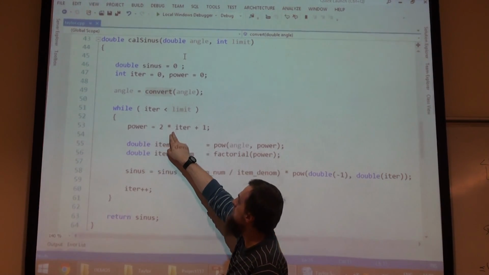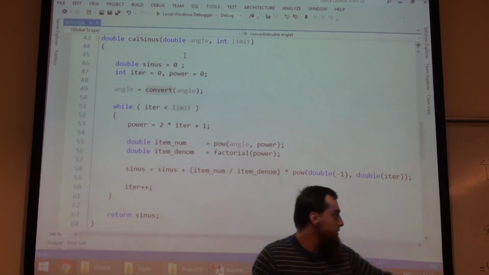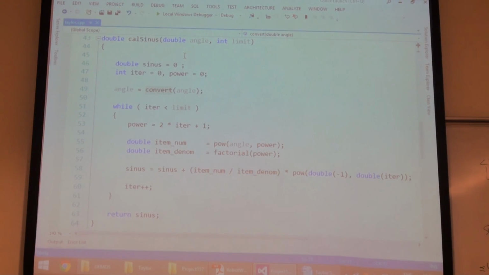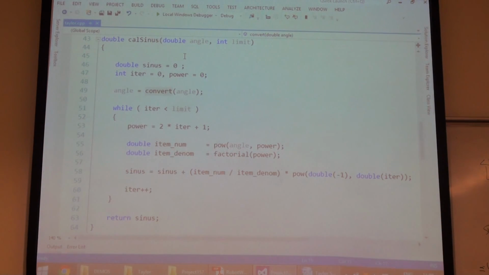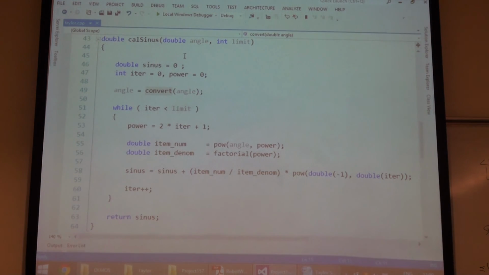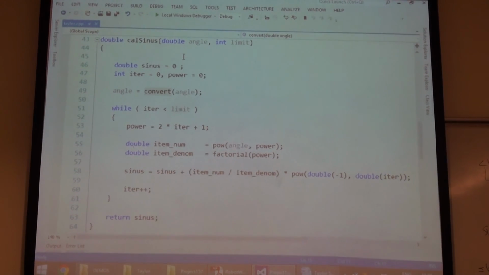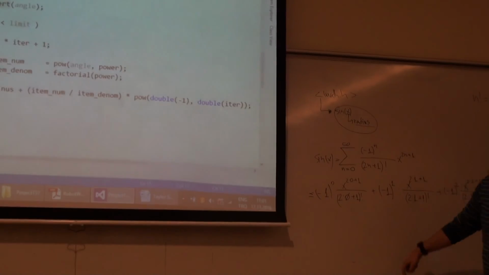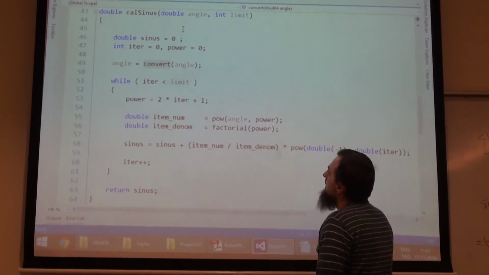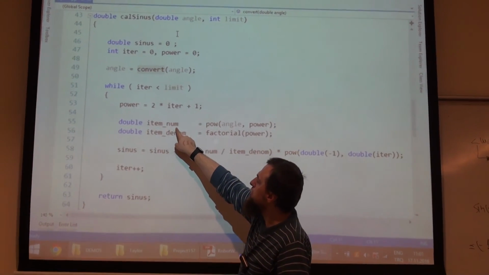The power is 2 multiplied by iteration plus 1. The iteration basically is this n. So we start from 0. And you see here we have 2 multiplied by n plus 1. So n is the iteration. It's initially 0, then it becomes 1, becomes 2. We need it because we need it for the power here and also for the factorial, you see. This term here is used in the power and also in the factorial. That's why we calculate this power. And it's 2 multiplied by iteration plus 1.